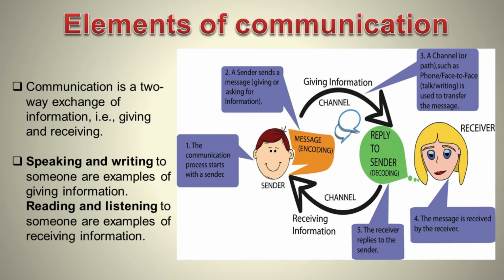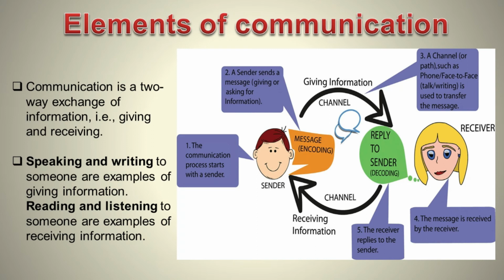So the first element of communication is the sender. The sender is the one who initiates the communication. So we can say the communication process starts with a sender. The next element is encoding. In encoding, we give some structure or form to the idea or information which we want to send to the receiver through the communication channel. So the sender sends a message giving or asking for information.